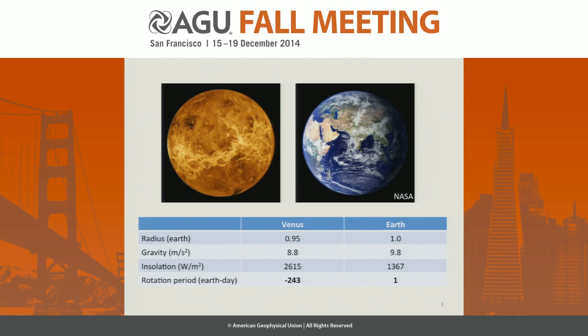perspective is that the rotation rate of Venus is much slower than Earth. Our Earth has a rotation period of 1 day, but Venus has a rotation period of minus 243 days. This minus sign is because the rotation of Venus is opposite to our Earth. It means that if you lived on Venus, you would see sunrise in the west and sunset in the east.